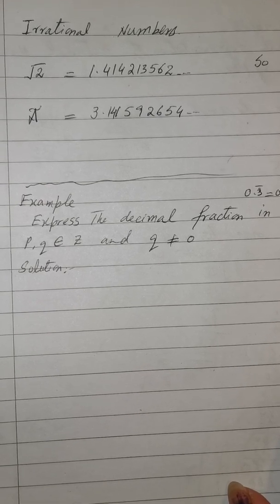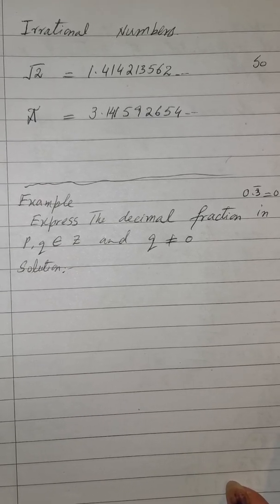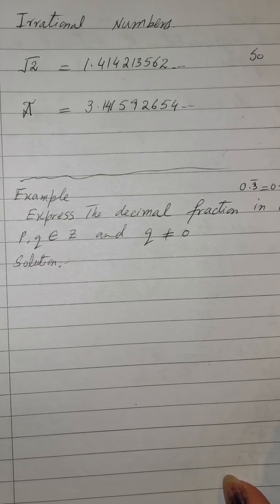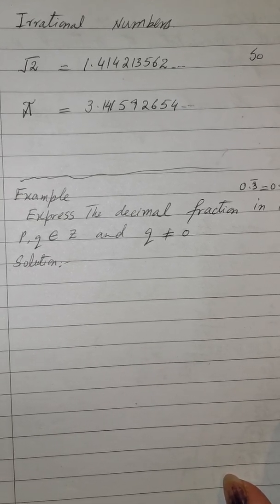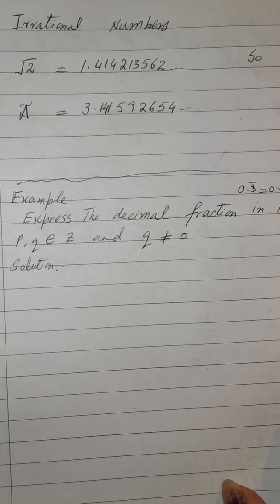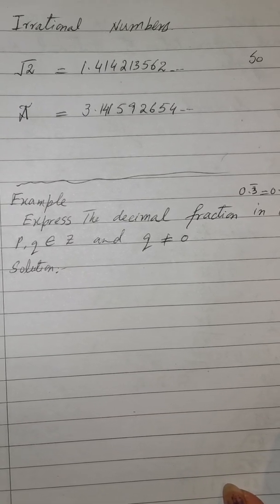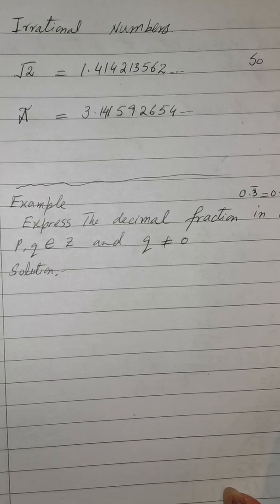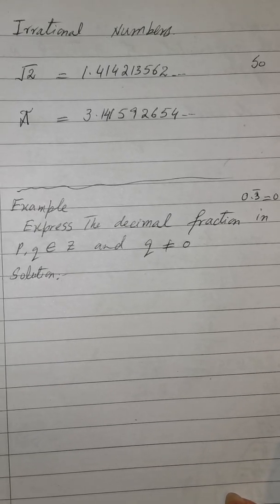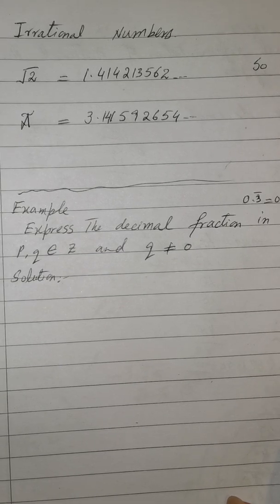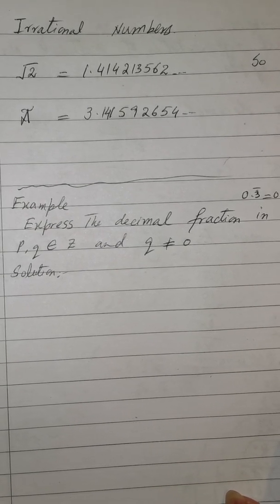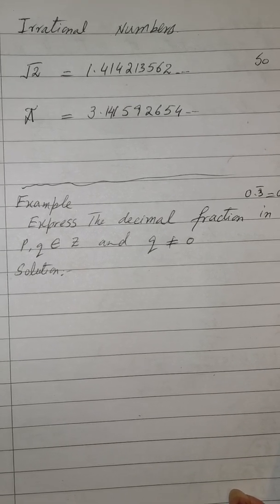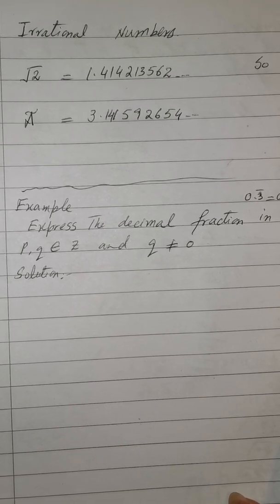For example, if I take the answer of square root of 2, the answer will be 1.41421356. Neither is the number terminating here, nor is a block of digits repeating itself. You can see the answer here. So such type of numbers are called irrational numbers. You have to keep in mind what irrational numbers are.